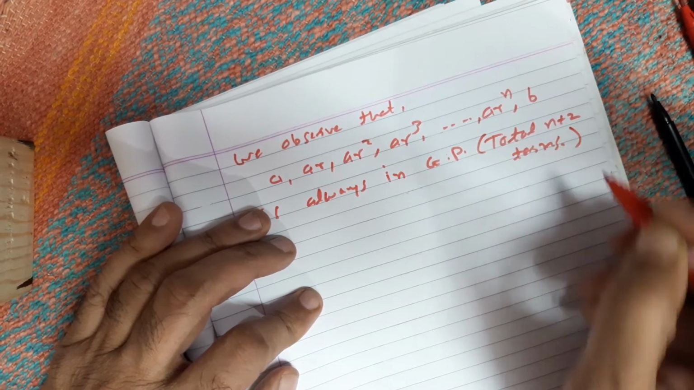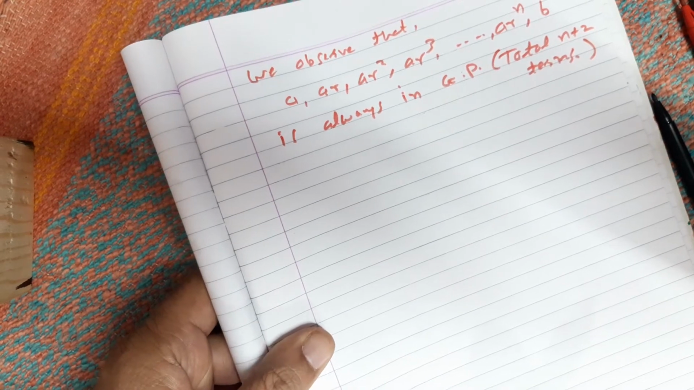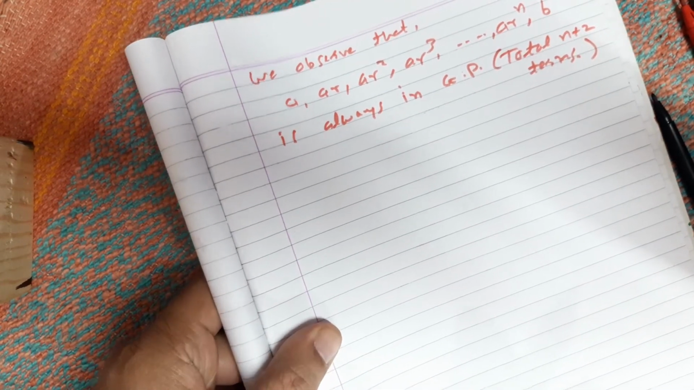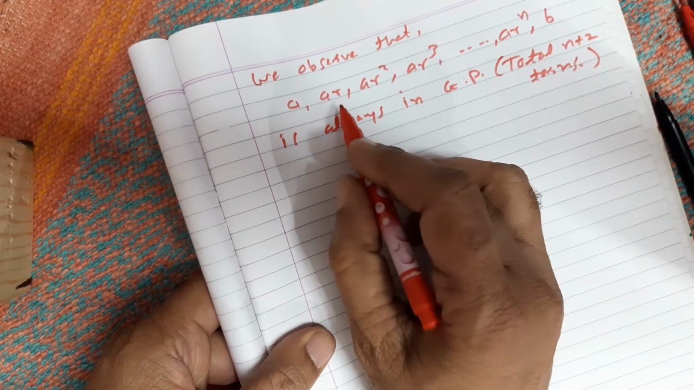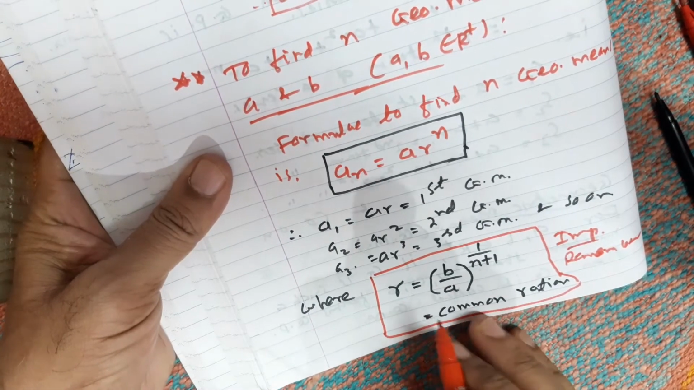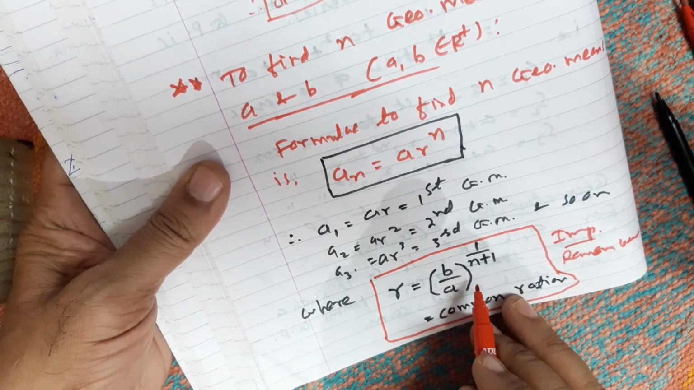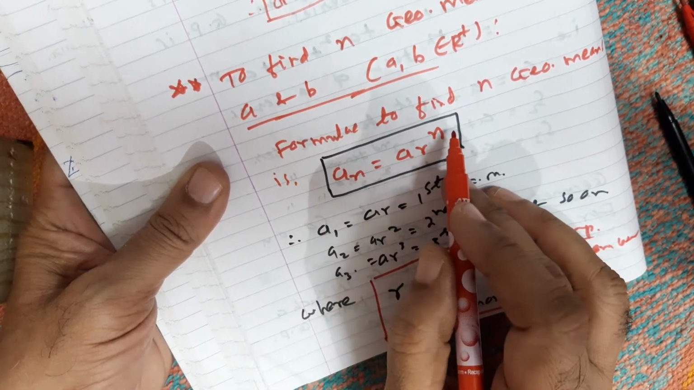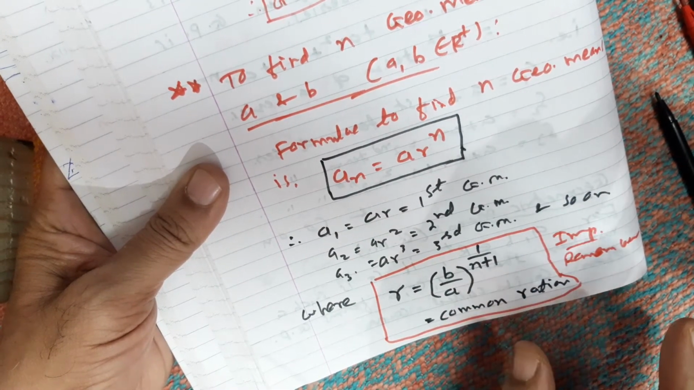Okay, so theoretically it may seem a little confusing, but when you go for the sums and problems it will be very easy. ar is the first geometric mean, then ar square, ar cube and so on. For that you have to follow this formula, and this is the common ratio formula. Okay friends, so this is the new topic for us.